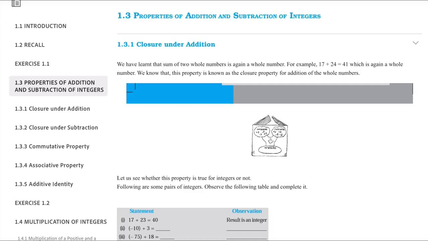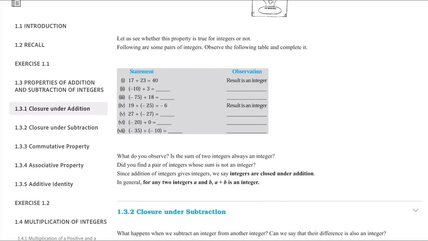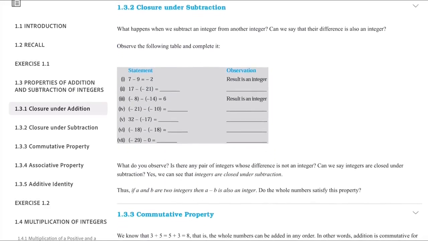Property number 1, closure under addition. Friends, in this property we add two numbers, and the numbers we are adding are integers and the result is also an integer. For example, if we have minus 45 and 2, then they both are integers, and if we add them we get minus 43, which is also an integer. So this is what the closure property under addition says.